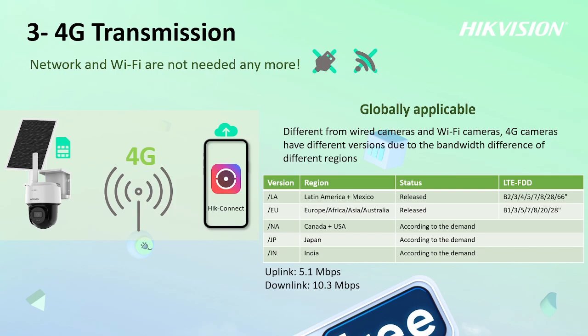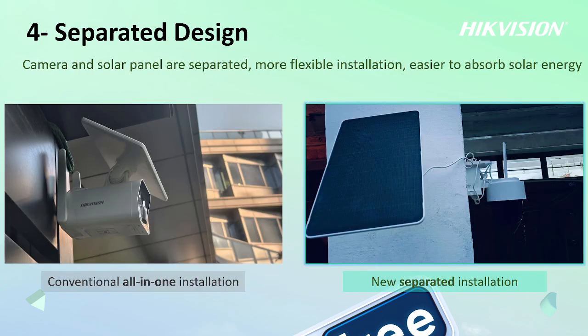Then because it's supporting 4G, we have to look at the 4G frequency bands that are supported in this region, and we have all of them supported. Then the design is separated so that it's not restricted. Maybe you want to install the camera and the panel cannot access solar light. With the separated design, you can move the solar panel to a different location.